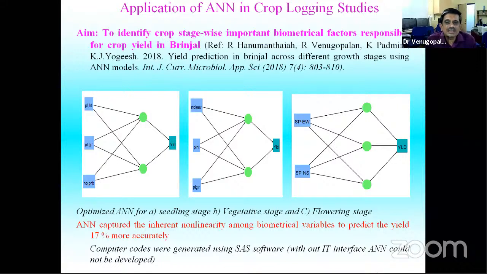We have done a classical work to identify stage-wise important biometrical factors responsible for crop yield in brinjal. The use of an artificial neural network captures the inherent non-linearity among the biometrical factors to predict the yield 17% more accurately than the regular approach. So without the IT interface, this ANN could not be developed.